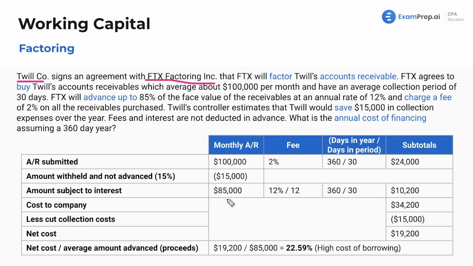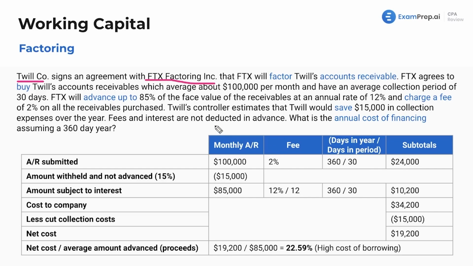Well, we do 12% of 85,000, which gets us $10,200. This is the cost to the company of this $85,000 face value upfront for 12%. All right, great. So far, let's just recap. We've got a $10,200 fee on what was given upfront to Twill. We also have this base 2% fee on everything. As such, total fees so far are $34,200.